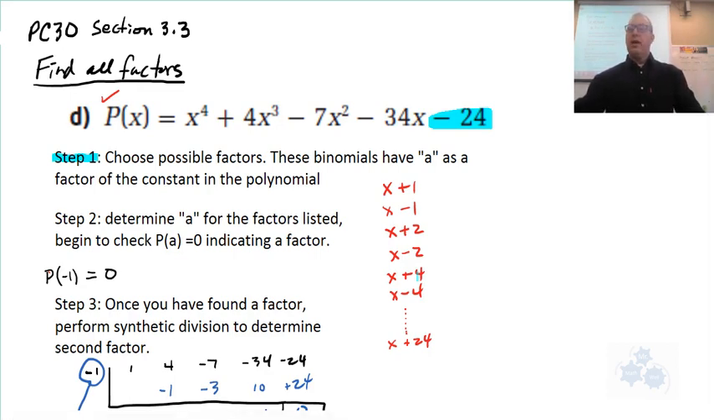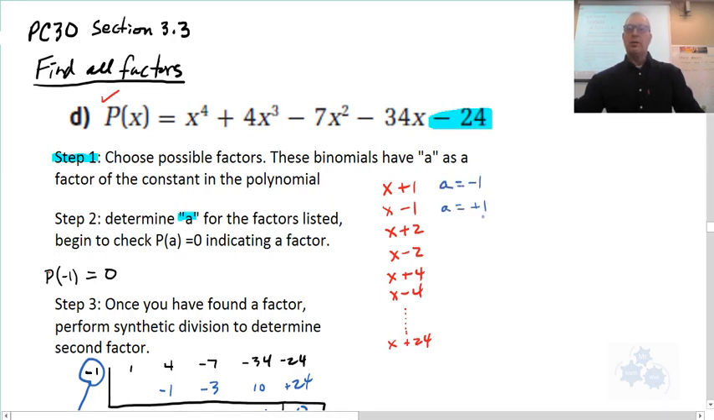So if you have a list, you can just start picking off some of the easy ones, which would be the 1s and the 2s and the 4s. Those would be easy to pick. So determine the a for the listed factors. So that's pretty easy. A here is negative 1. A for this one is positive 1, and so on, right?